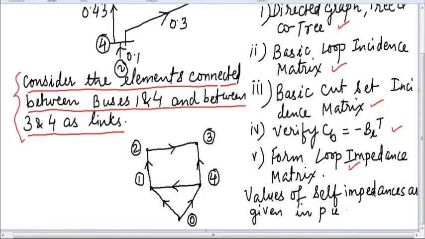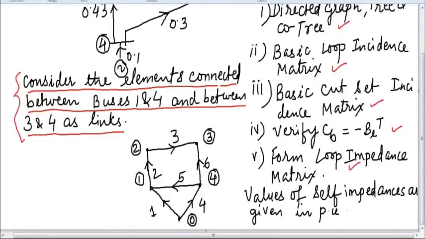So let us give the numbering to all these points. So what I will do here, I will make the numbering in this way: 1, 2, 3, 4, 5 and 6. Why? Because see, read this condition what they have given. The condition is the elements connected between buses 1 and 4 and between 3 and 4 as link. That means you have to choose this element and this element as link.